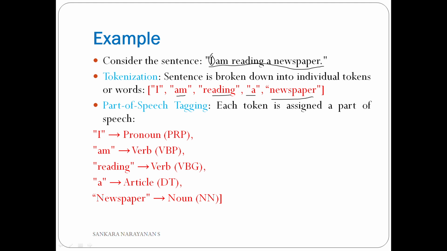The next task is part of speech tagging, that is POS tagging. Here each token is assigned a part of speech. For example, I is a pronoun. Am is a verb. Reading is again a verb. A is an article, and newspaper is a noun. There are 5 POS tags here: I is a pronoun, am is a verb, reading is a verb, a is an article, and newspaper is a noun.